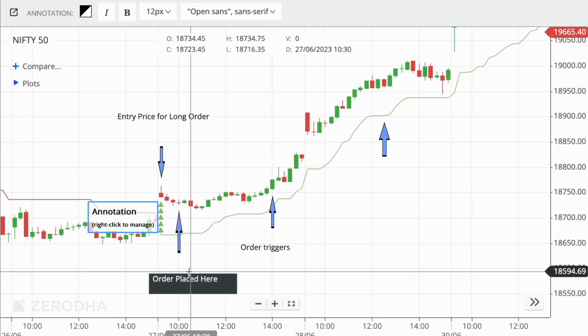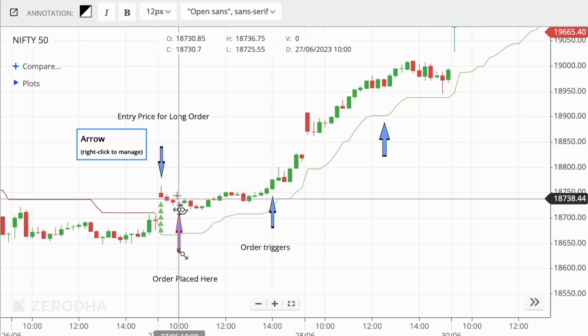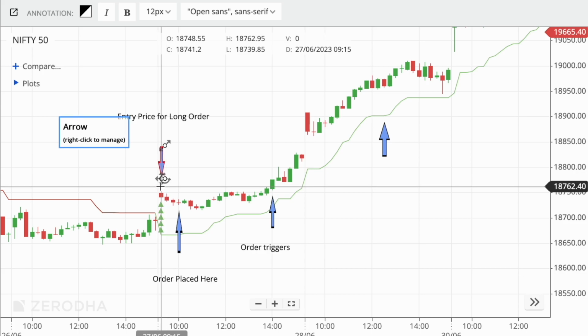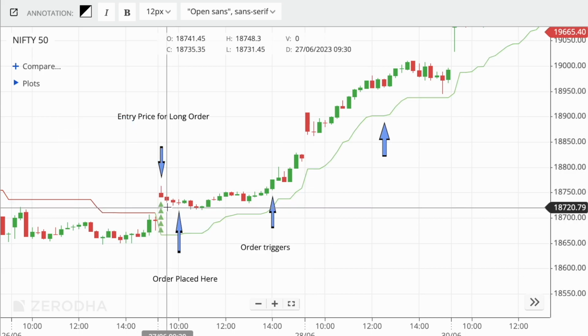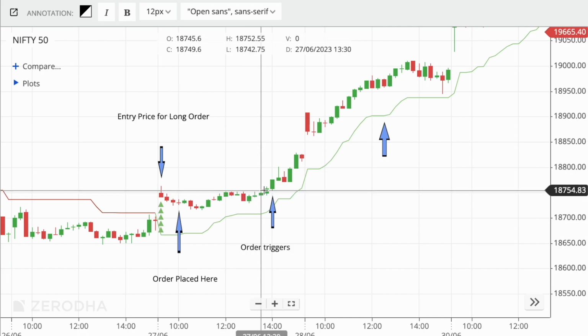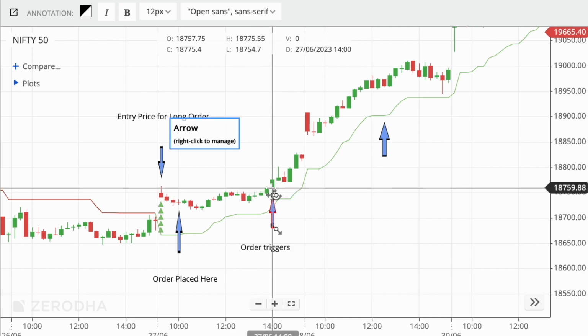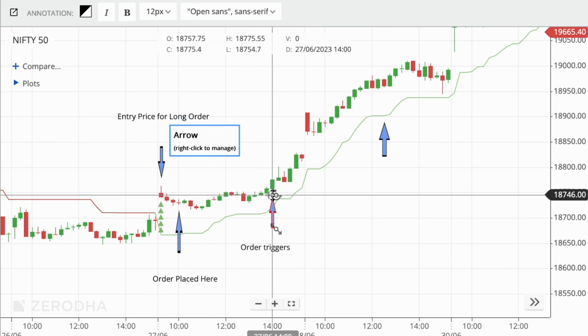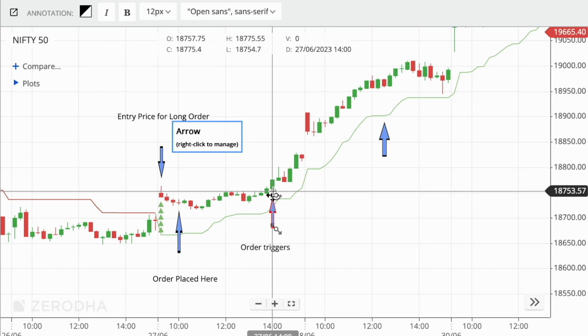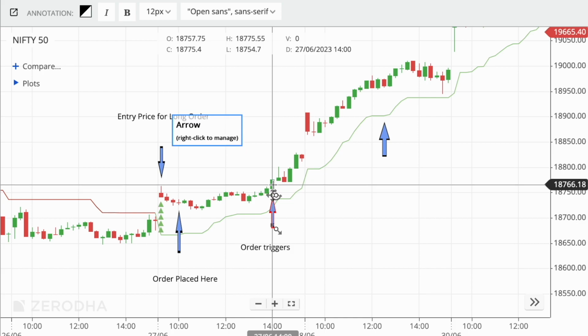We place the order at this point in time, but at this point in price. This is the point of price where we place the order. And then we'll see that in this candle at around 2 p.m. in the afternoon, since it looks like it was mostly a flat day, at 2 p.m. in the afternoon, the order triggered.